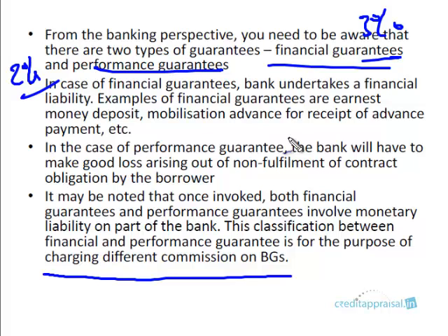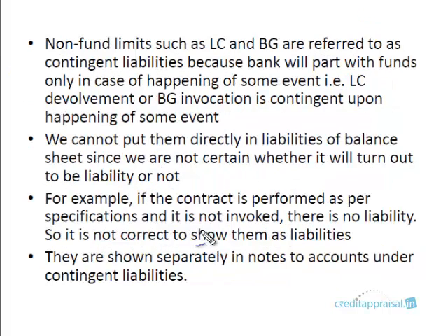Performance guarantees, the bank will say we will make good the loss. We will make good any loss arising out of the non-fulfillment of the contract. So there's a contract, there's an agreement based on which the work is going on. In case the party fails to fulfill the work as per this contract, we will make good the payment. Again, both financial guarantee and performance guarantee involve monetary liability on the part of the bank. Okay, so it's just for the purpose of different commission structure.